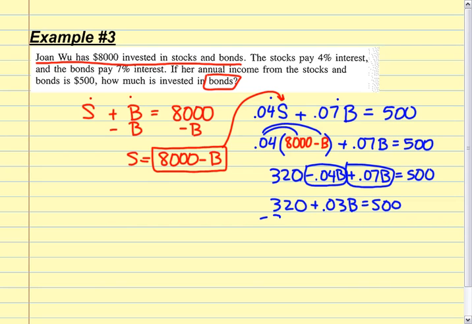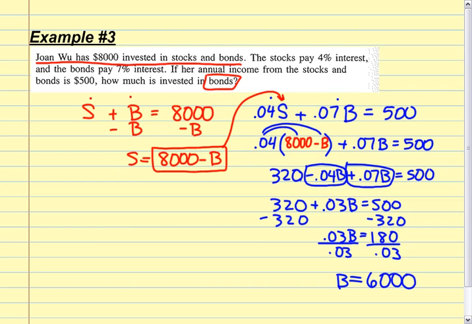Now I'm going to subtract 320 from both sides, and I'm going to get 0.03B is equal to, what is that, 180? Then I'm going to divide by 0.03 on both sides to get the B by itself, and the amount that I have in bonds is 180 divided by 0.03, which is $6,000. And that's what they wanted to know.